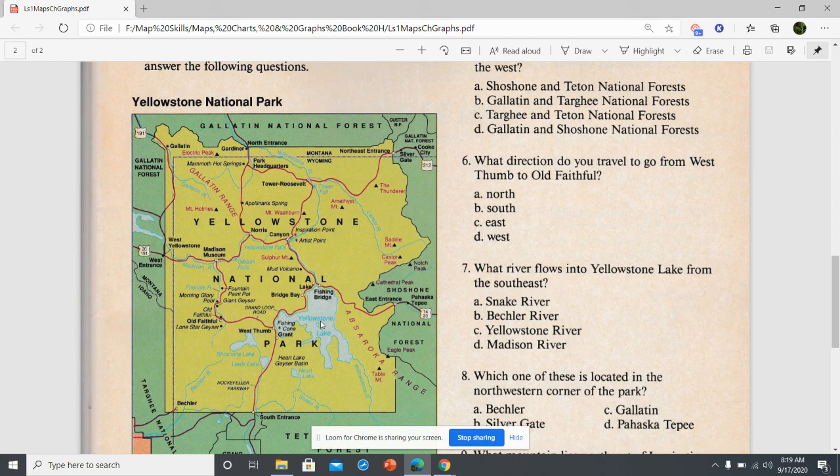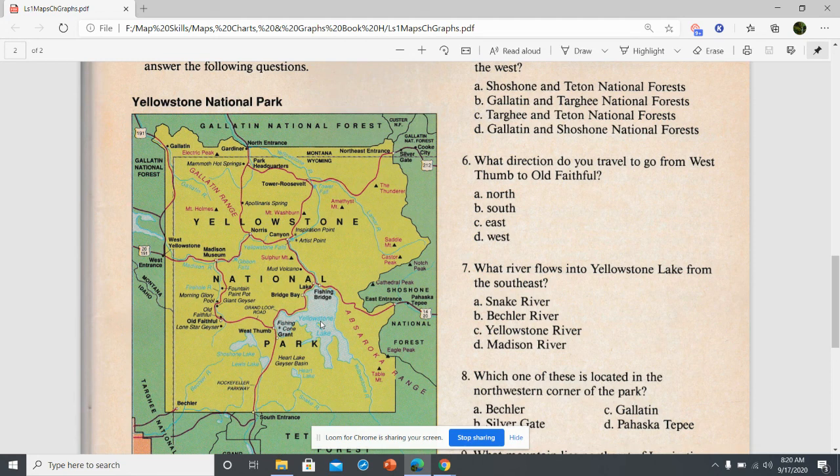Number 9. What mountain lies northeast of Inspiration Point? Mountains on this map are represented by a black triangle. Is it A, Mount Holmes, B, Amethyst Mountain, C, Saddle Mountain, or D, Sulphur Mountain?